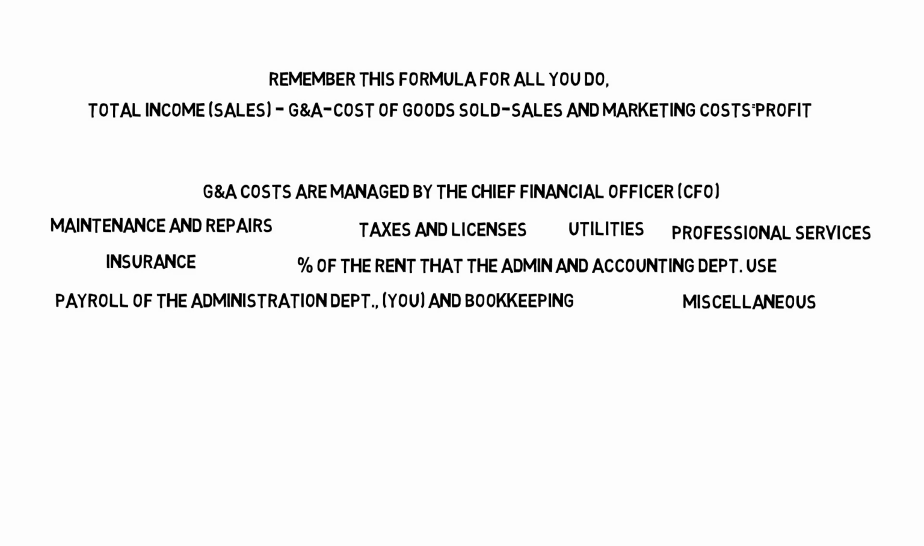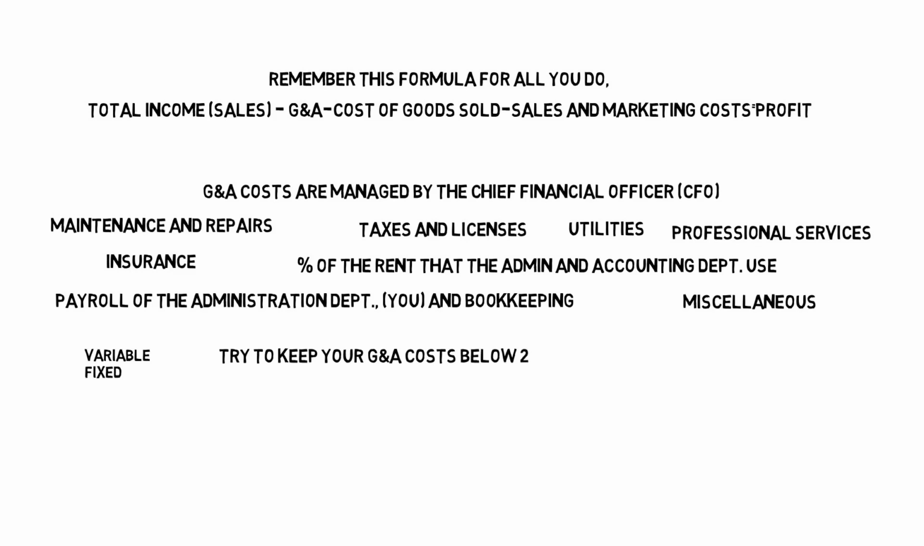How to predict what your G&A costs will be. Some expenses can be controlled and others cannot. Expenses that can be controlled are called variable expenses. The ones that cannot be controlled are called fixed expenses. For example, your rent is a fixed expense, but your repairs and your professional services are variable.